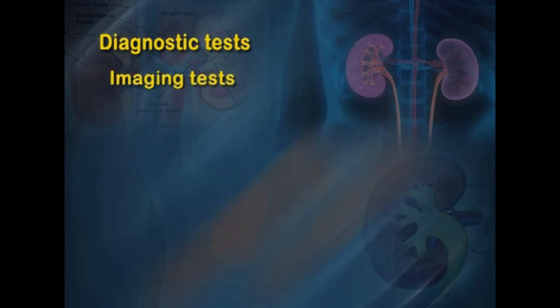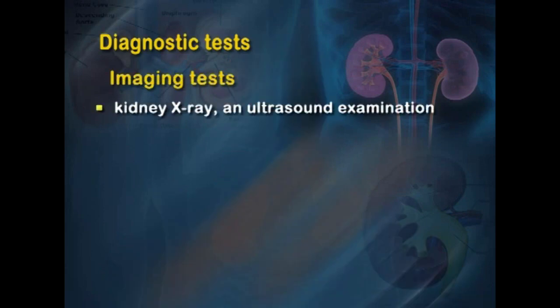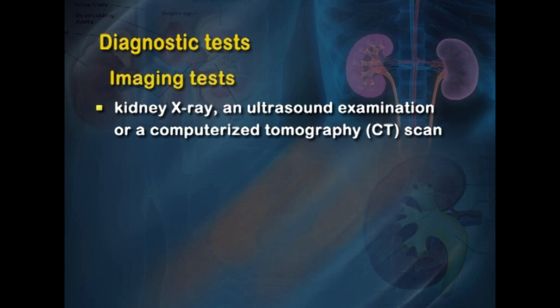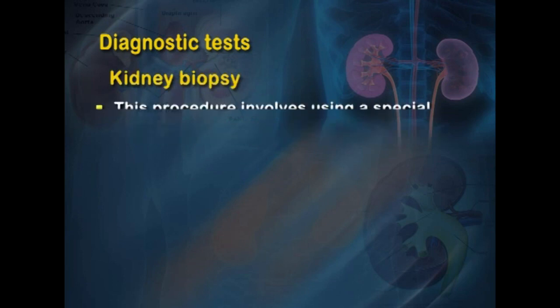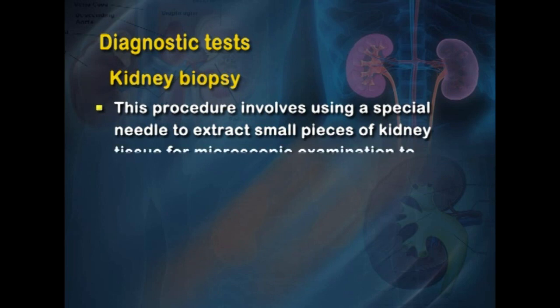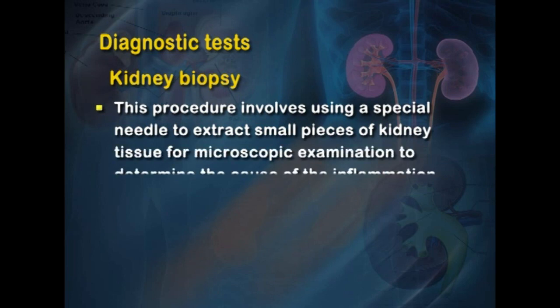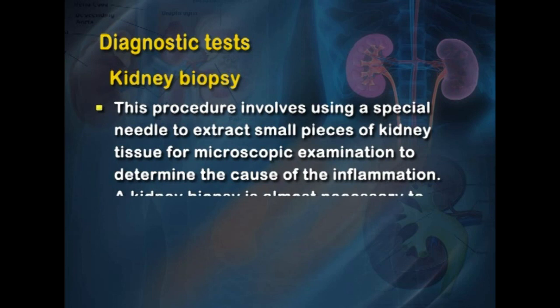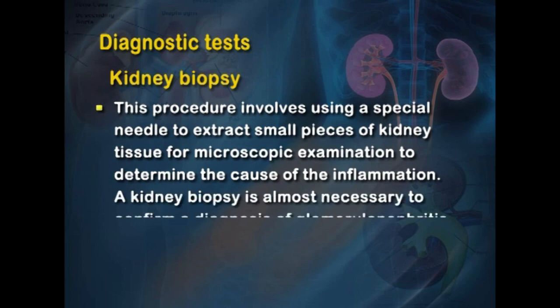Then imaging tests can also be done. The kidney X-ray, an ultrasound or the sonography as it is popularly known, or a CT, the computerized tomography. Even kidney biopsy can be done. This is a procedure which involves a special needle to extract a very small piece of kidney tissue for microscopic examination to determine the exact cause of inflammation. A kidney biopsy is almost always necessary to confirm the diagnosis of glomerulonephritis.